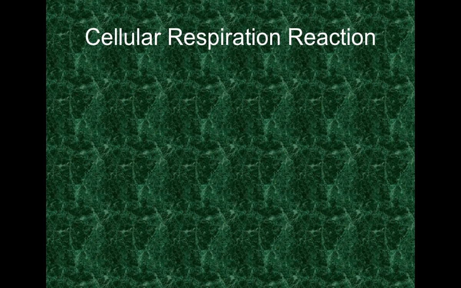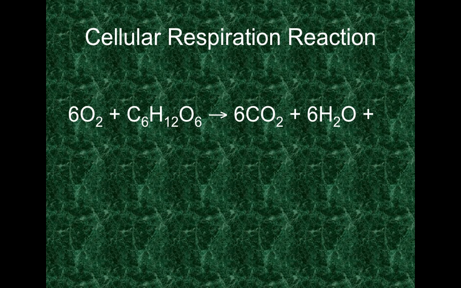So let's take a look at the cellular respiration reaction and then do a couple of things to finish up. So we have 6 oxygen plus glucose. Remember that C6H12O6 is our glucose. And we get carbon dioxide and water plus 38 ATP, which is our energy.